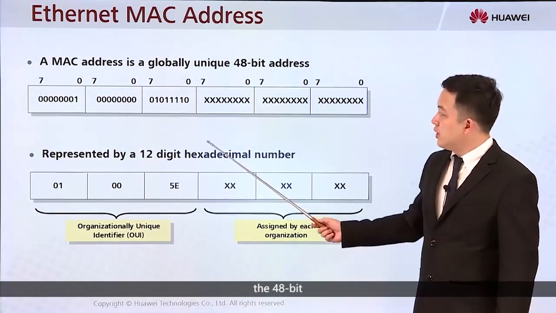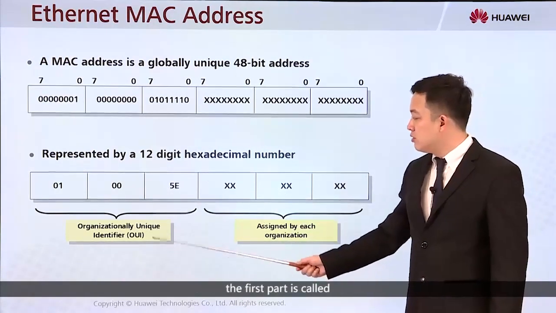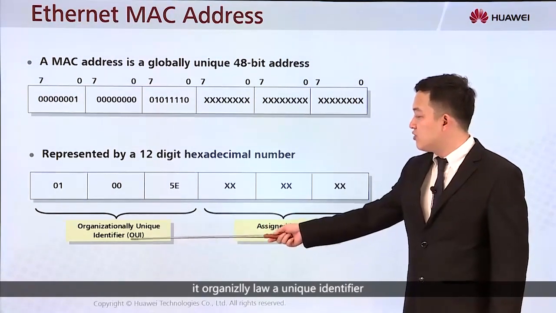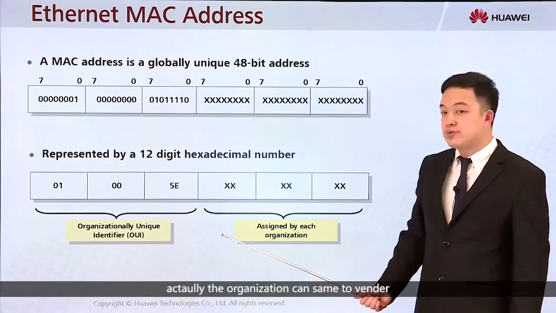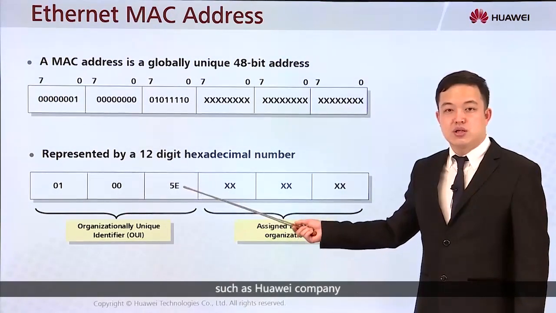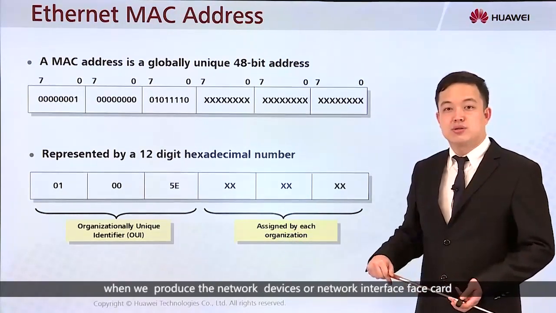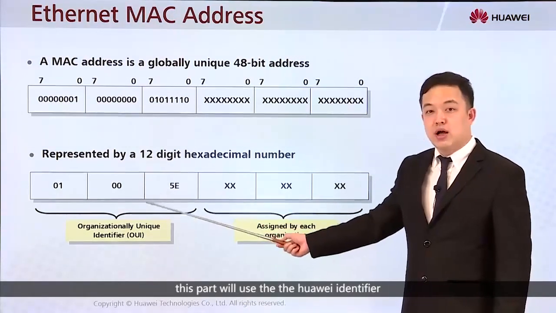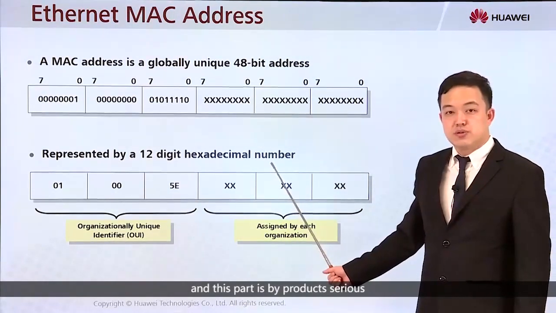The 48 bits can be divided into 2 parts. The first part is called the OUI, the organizationally unique identifier. Another part is assigned by each organization. The organization can be the same as the vendor, such as Huawei. When we produce a network device or network interface card, this part will use the Huawei identifier, and this part is set by the product series.